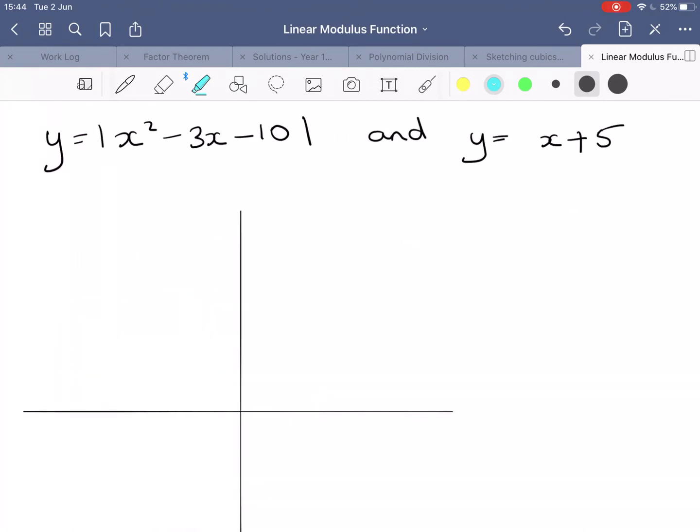Okay, got 2 more examples like this. So again, y equals the modulus of x squared minus 3x minus 10. First of all, I'll think about what y equals x squared minus 3x minus 10 looks like.